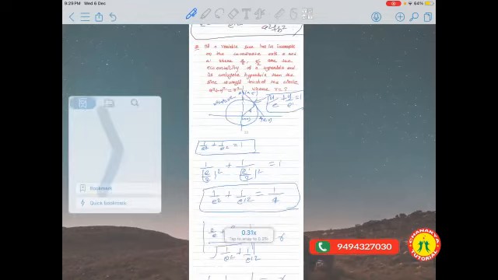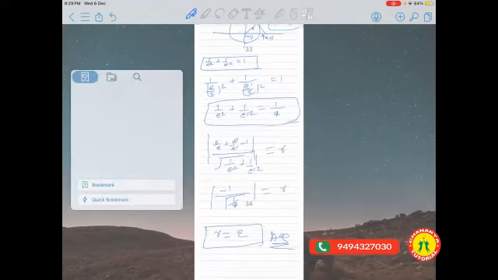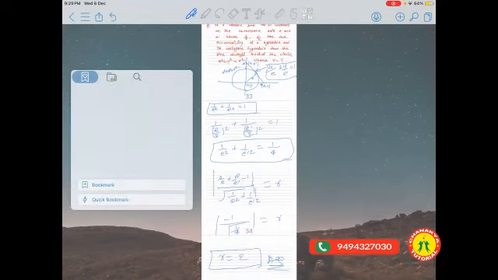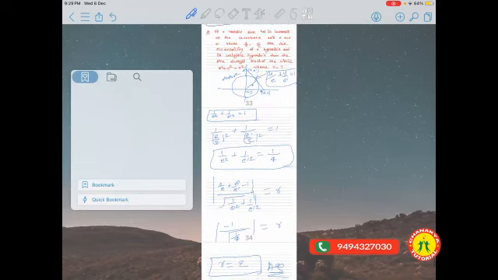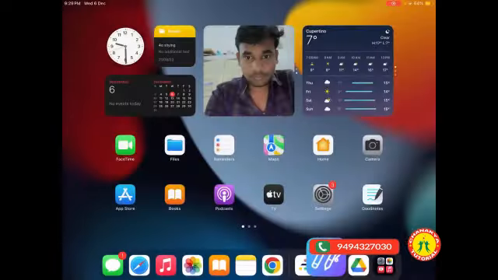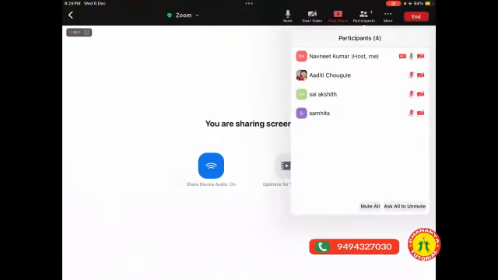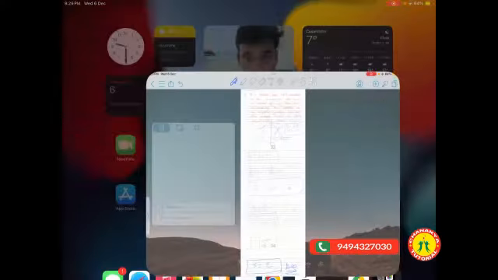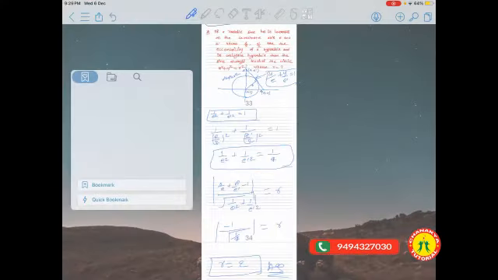Any doubt, Aditi? No, sir. Understood? Samita? Shamita, any doubt? No, sir.